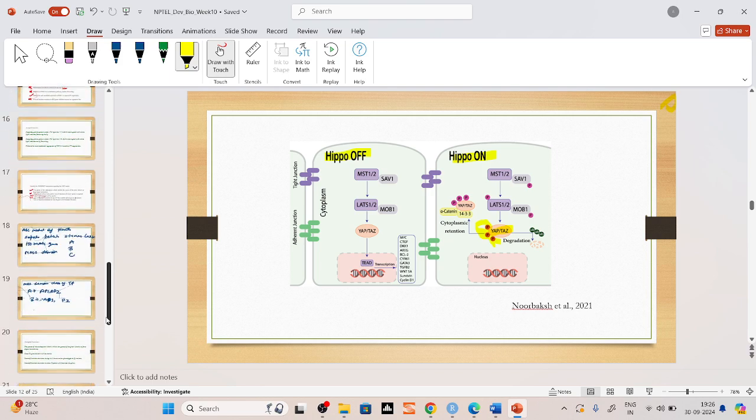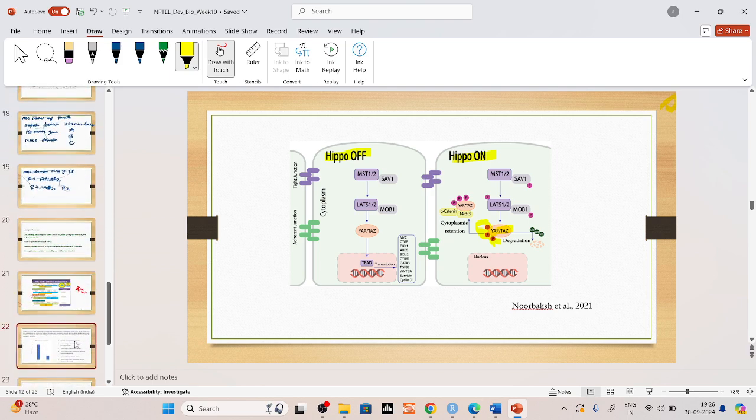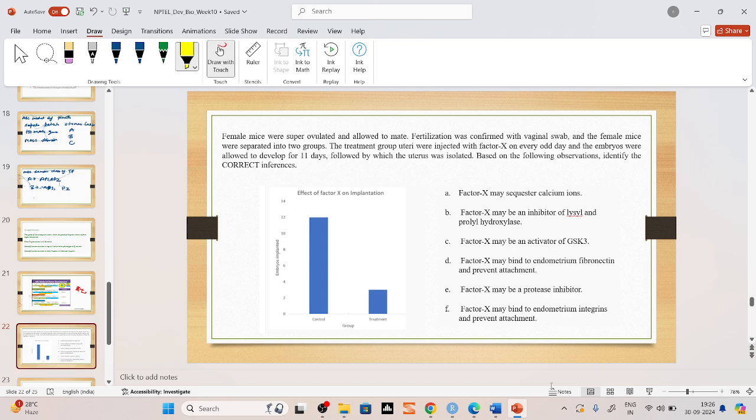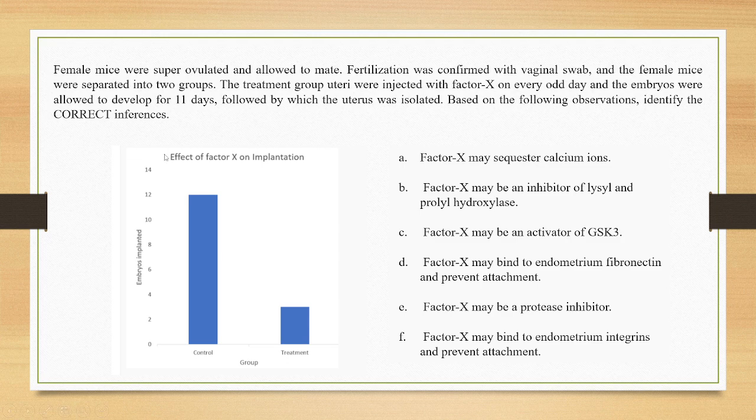We dealt with these questions already. Now you see this question. Female mice were superovulated and allowed to mate. Fertilization was confirmed with vaginal swab and the female mice were separated into two groups. The treatment group uteri were injected with factor X on every odd day and the embryos were allowed to develop for 11 days, followed by which the uterus was isolated. Based on the following observations, identify the correct inferences.